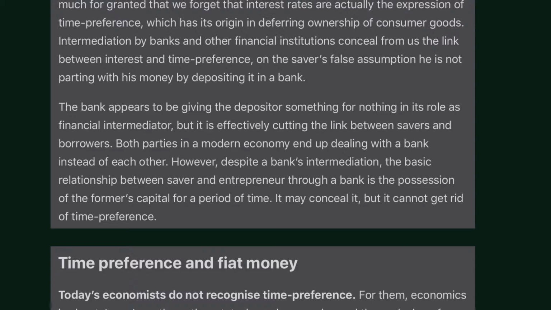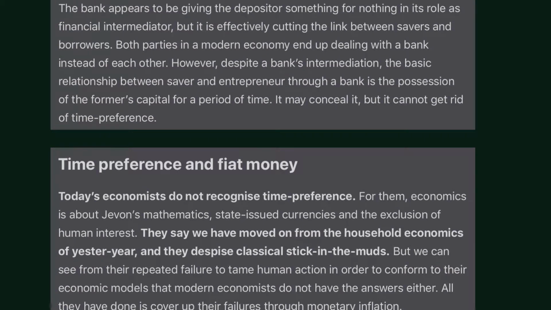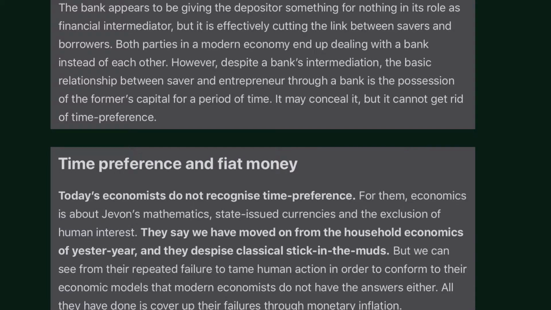On the saver's false assumption, he is not parting with his money by depositing it in a bank. The bank appears to be giving the depositor something for nothing in its role as financial intermediator, but it is effectively cutting the link between savers and borrowers. Both parties in a modern economy end up dealing with a bank instead of each other. However, despite a bank's intermediation, the basic relationship between saver and entrepreneur through a bank is the possession of the former's capital for a period of time. It may conceal it, but it cannot get rid of time preference.